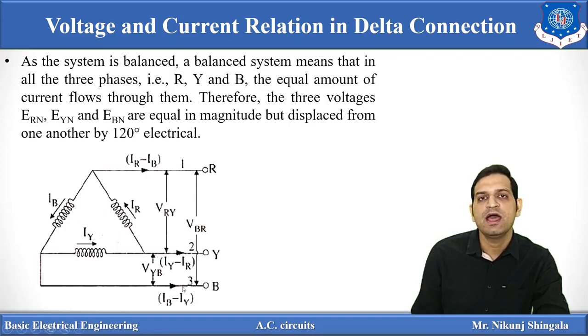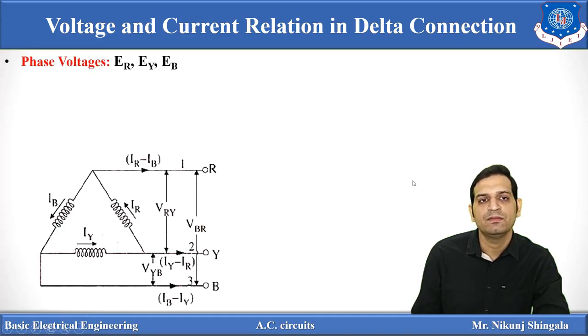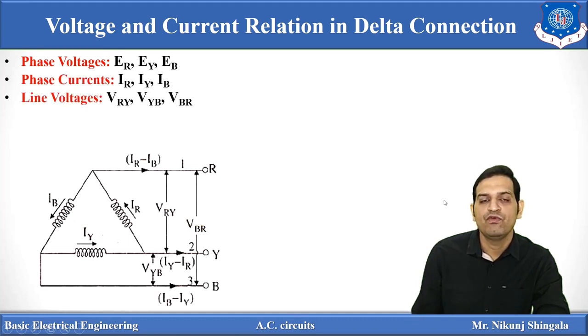Now this is one circuit diagram for a delta connected system. For this delta connected system, phase voltages are ER, EY and EB. Phase currents are IR, IY and IB. Line voltages are VRY, VYB and VBR, and line currents are IL1, IL2 and IL3. So here you can see the line current for the R line is IR minus IB.